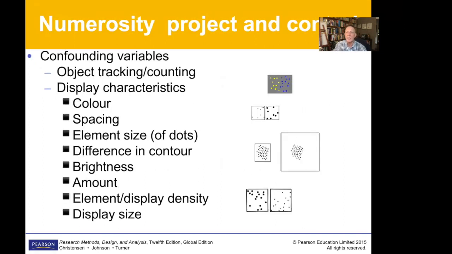Now, remember as well, we said there were a number of confounding variables, and a confounding variable is an extraneous variable, but it confounds or influences the dependent variable.